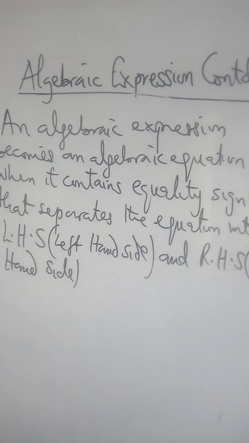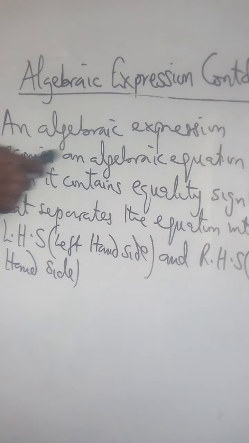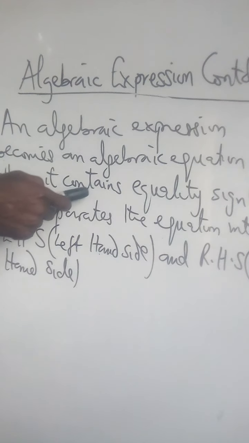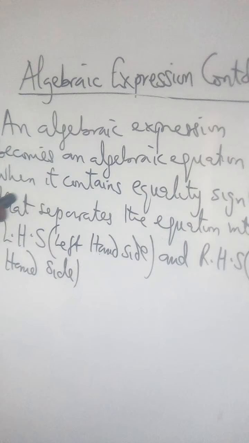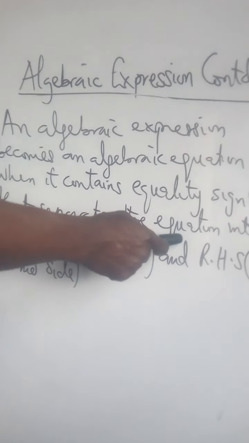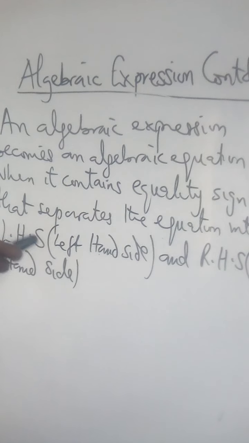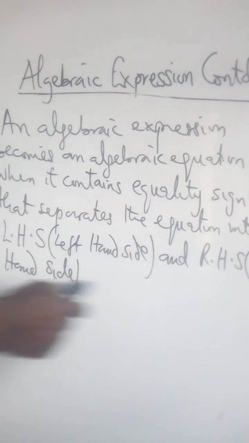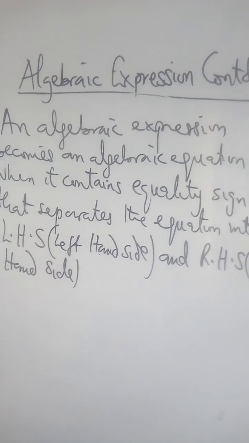An algebraic expression becomes an algebraic equation when it contains an equality sign that separates the equation into left hand side and right hand side. Let's look at an example.